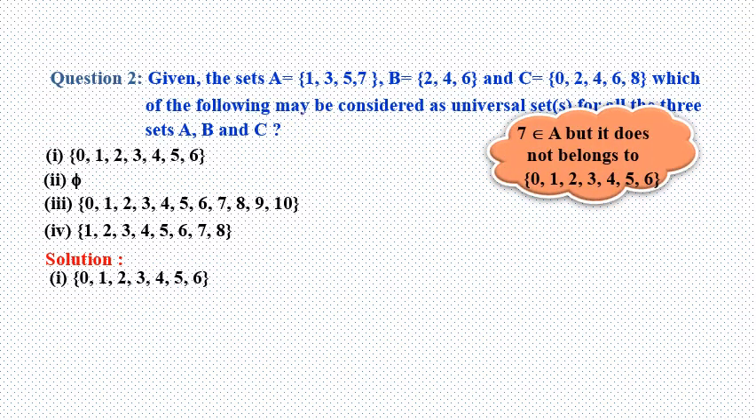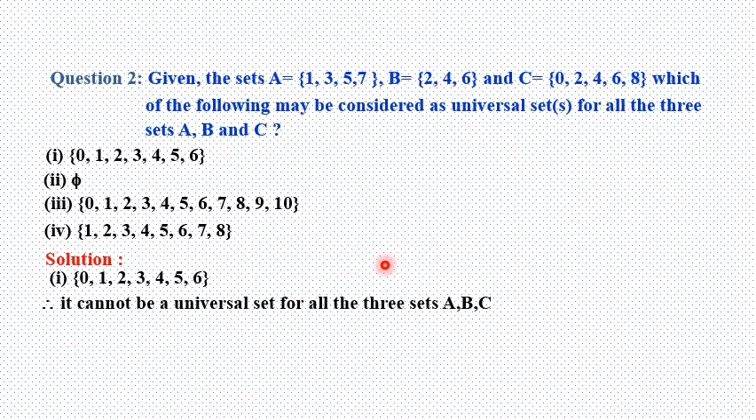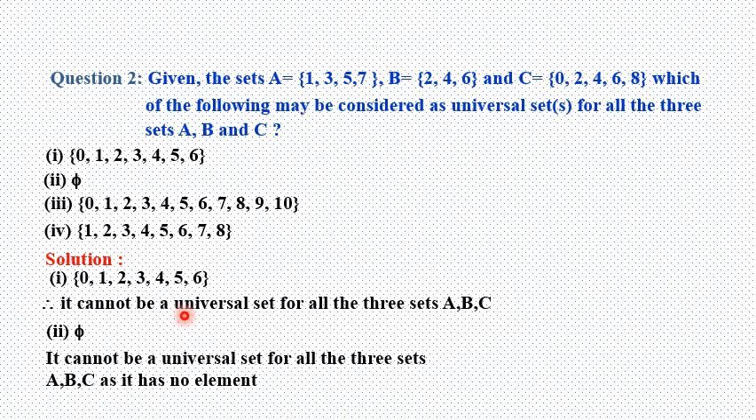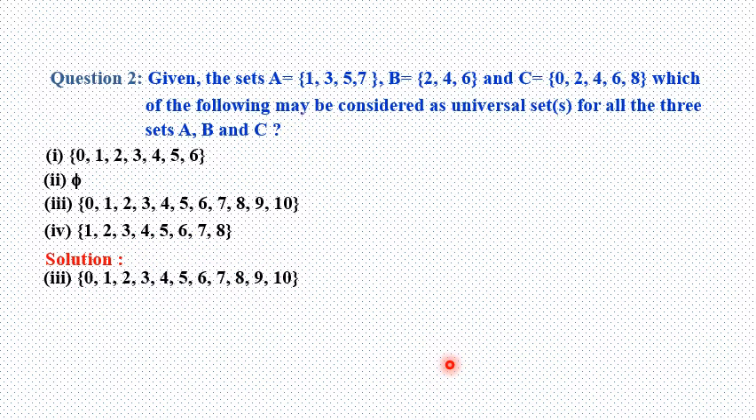0, 1, 2, 3, 4, 5, 6. 7 belongs to A, but it does not belong to 0 to 6. 7 belongs to A, but here it does not belong to this. So it cannot be a universal set for all the three sets A, B, C, correct? It cannot be the universal set for all of A, B, C. So then let us take pi. In pi there is no element, so it cannot be the universal set. Yes. Next one, third, 0 to 10.